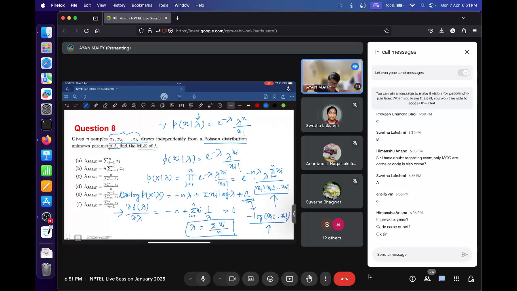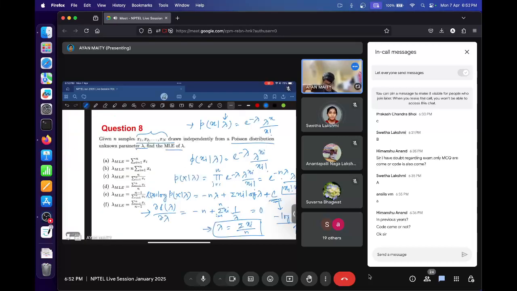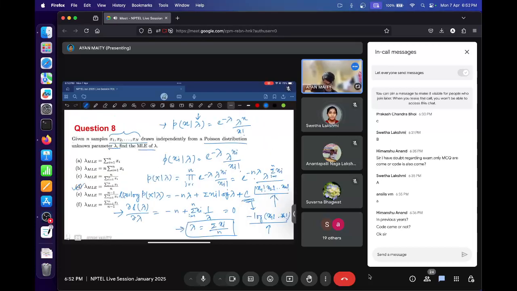So this is the process of calculating MLE estimation for the parameters of any distribution, and we observed that this MLE estimation of lambda of Poisson distribution is exactly the inverse of the MLE estimation in the exponential distribution. So the correct answer is option D.